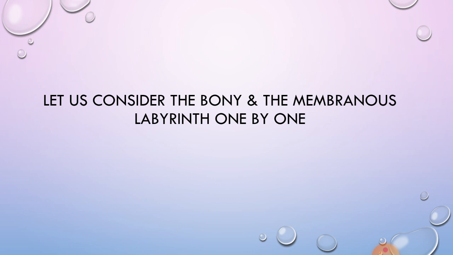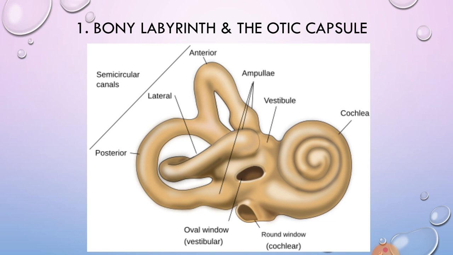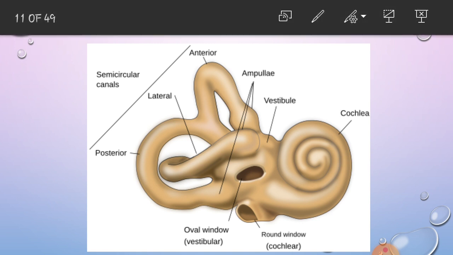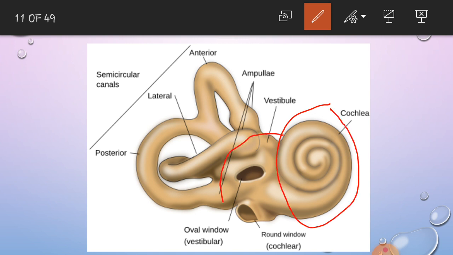Now let us consider the bony and the membranous labyrinth one by one. The bony labyrinth and the otic capsule. Now, what is this otic capsule? Let me tell you this. Just to revise quickly, this is the bony labyrinth, and the parts that it is showing are the bony cochlea, the vestibule, the semicircular canals.